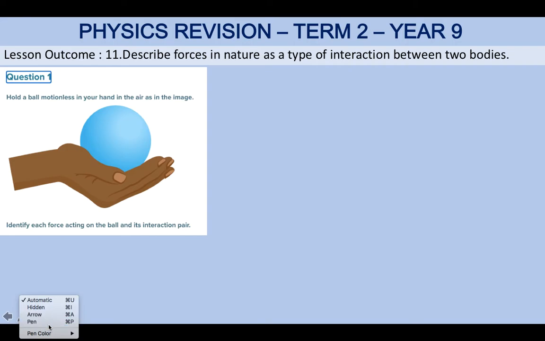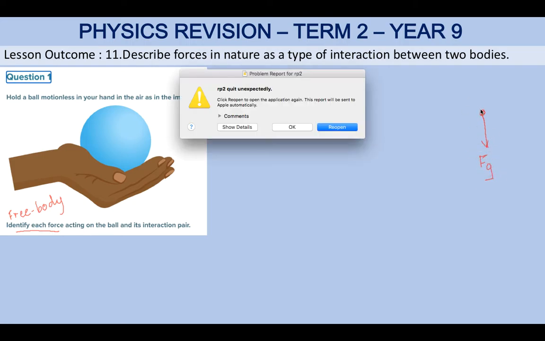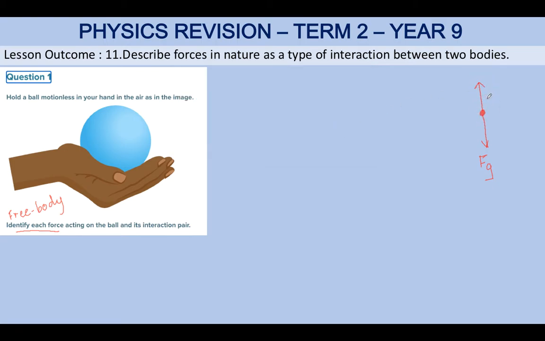Here they ask you to identify each force acting on the ball and its interaction pair. Each force acting on the ball is related to the free body diagram, correct? What do you mean by free body diagram? You draw all the forces acting on an object at that particular instant. If I take the ball as a point object, what are the forces acting on it? Immediately you will draw the force of gravity, Fg, and you have the contact force acting in the opposite direction, right? This will be the normal force or the contact force. Normal force is acting upwards and the force of gravity is acting downwards.